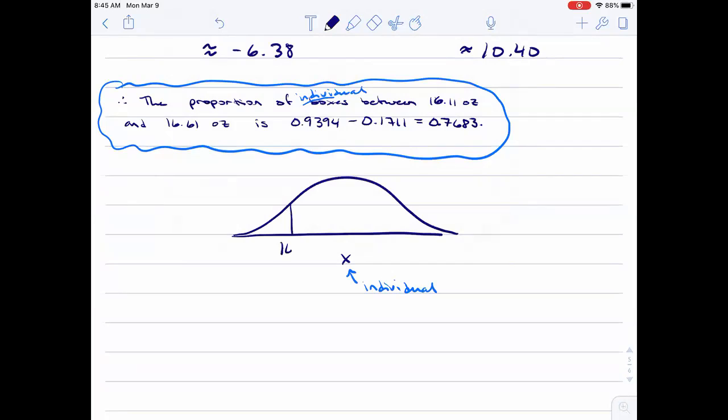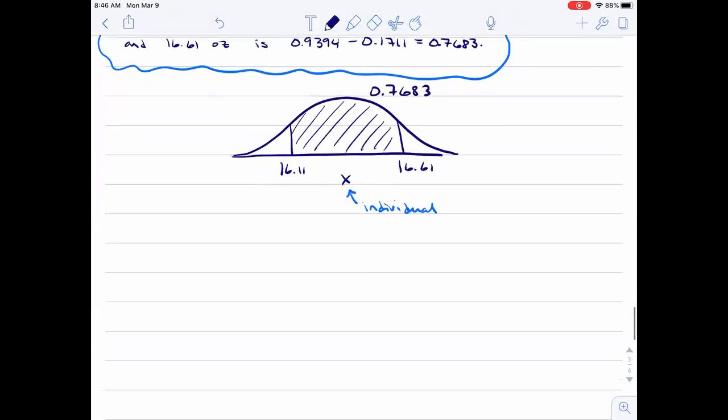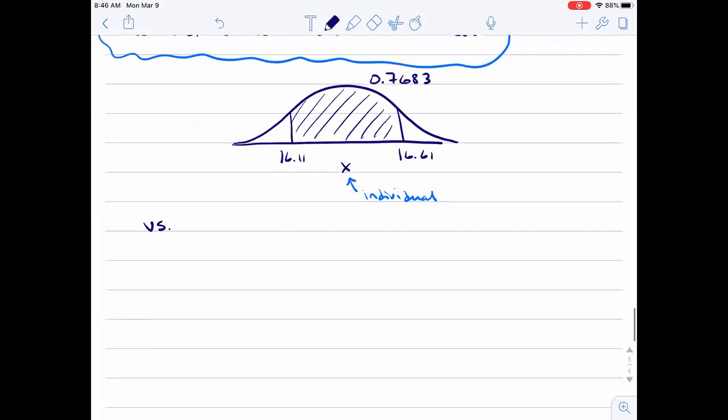We found that between 16.11 and 16.61, this area was about 0.7683 versus, and now I'm going to do the same thing but for the mean observation.